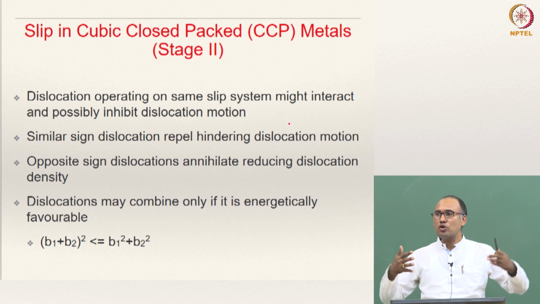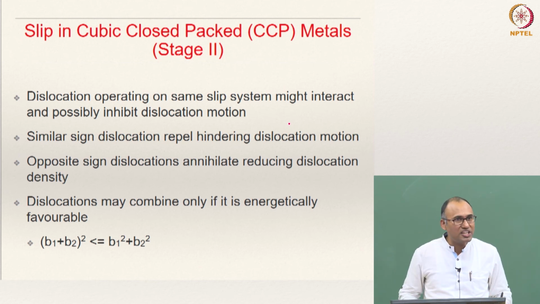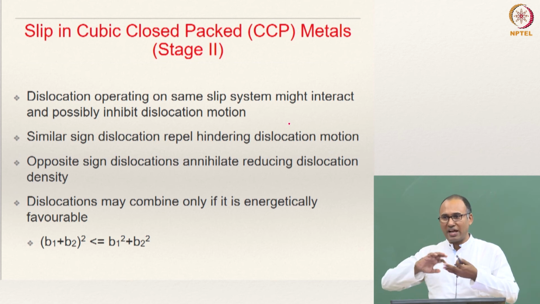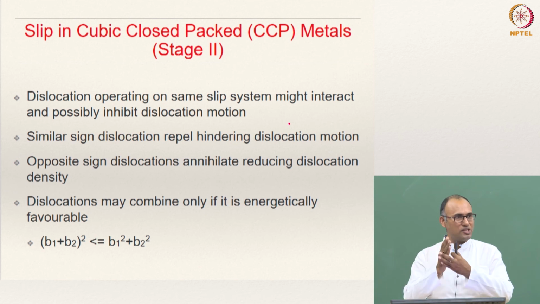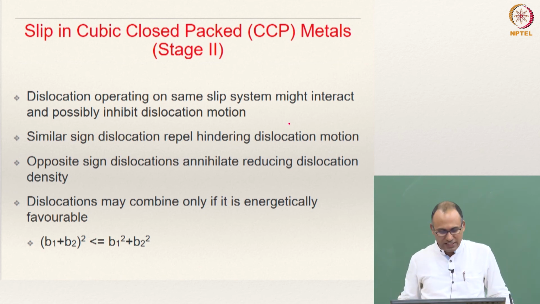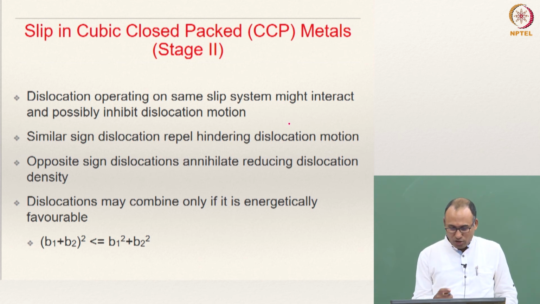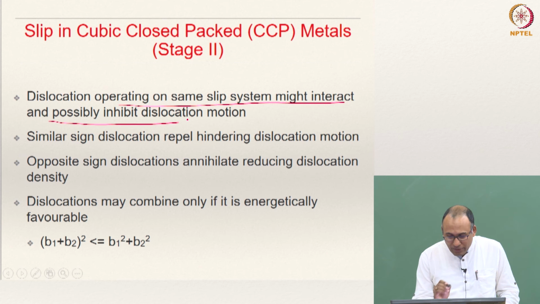Okay, how do these dislocation interactions happen? We said the stage 2 or the work hardening stage is due to interaction between the dislocations, right. So, they interact and then they stop each other, or they enhance the dislocation motion, all sorts of things can happen. So, typically the dislocations operating on the same slip system might interact, as I mentioned, and they possibly inhibit dislocation motion.